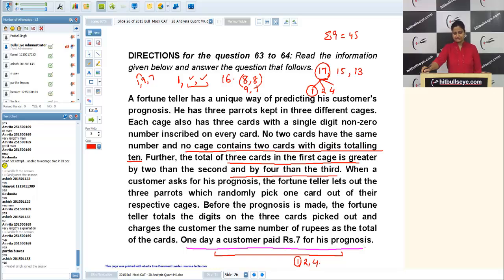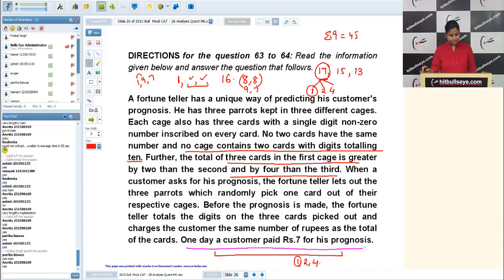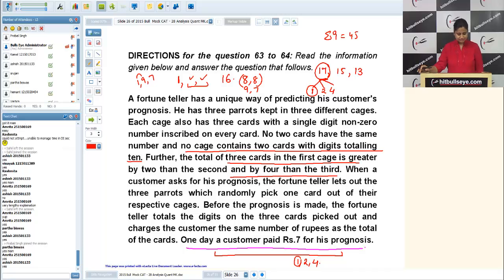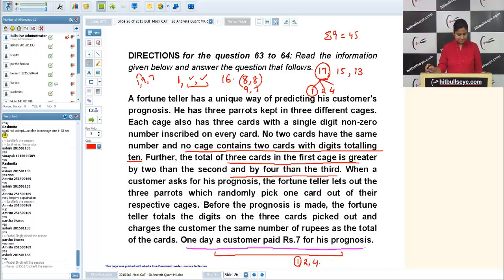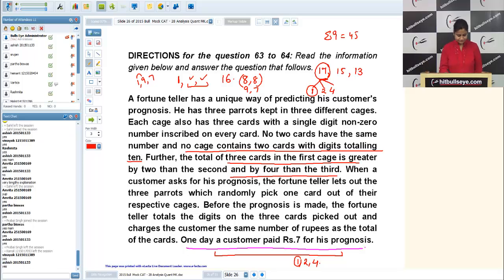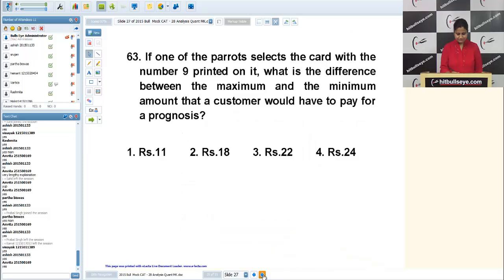So we will take the second case, that the cage whose total is 17 contains the card bearing 2. In a similar manner you will go. No need to take all the possible cases. Is it okay? Clear? We'll go in the same manner. Should I skip this set? Okay. Amrita, that was your problem, I guess. Yes, okay.